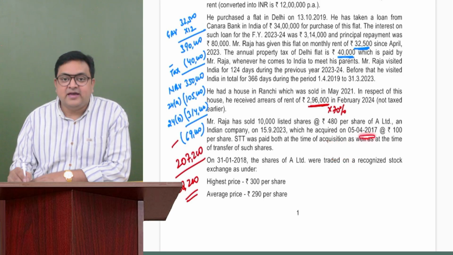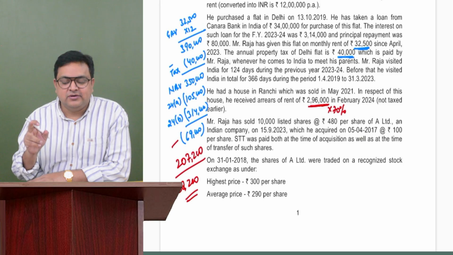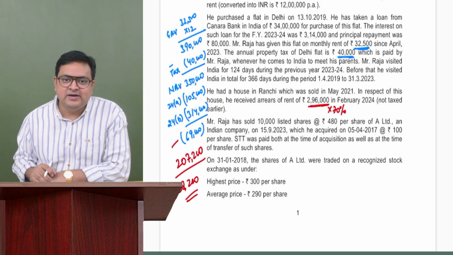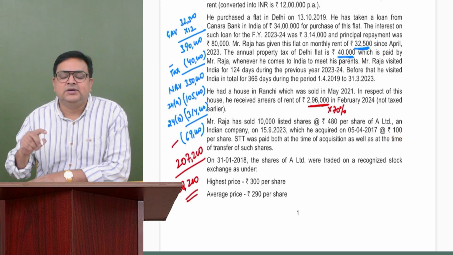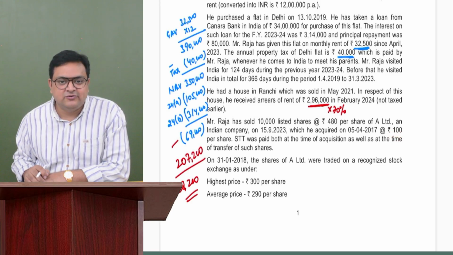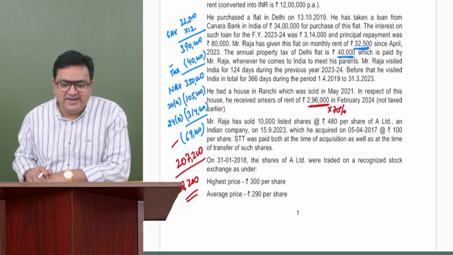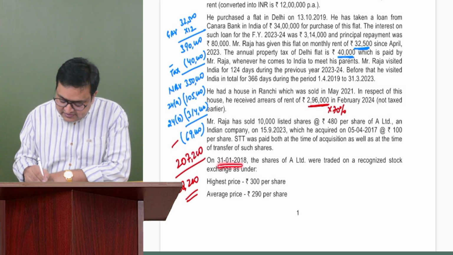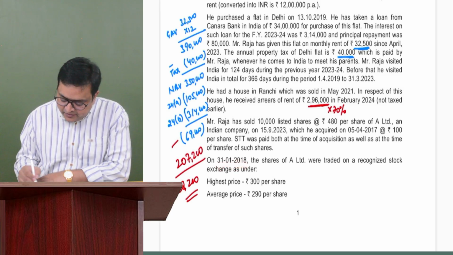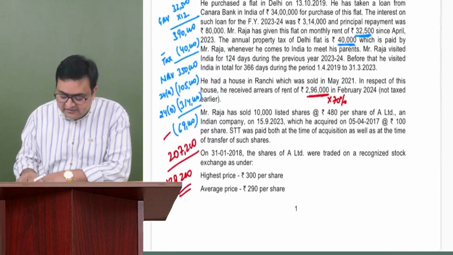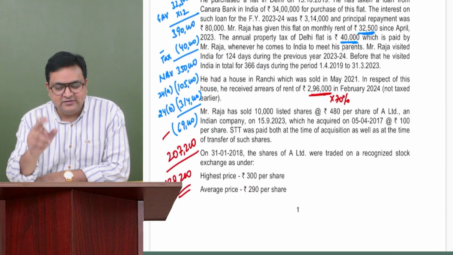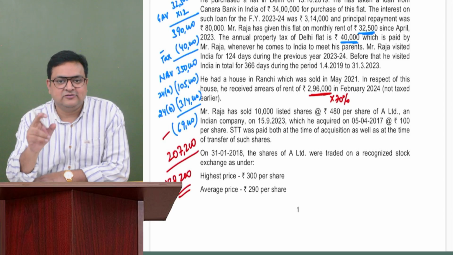And because he has acquired it before 1st February 2018, we know that the cost would be taken as the market value as on 31st January 2018. And they have also given the value on 31st January 2018. It was traded on a recognized stock exchange. Highest price 300, average price 290, lowest price 280. But we know that we take the highest price. We give maximum benefit to the assessee over here. So we take the cost as the highest price.